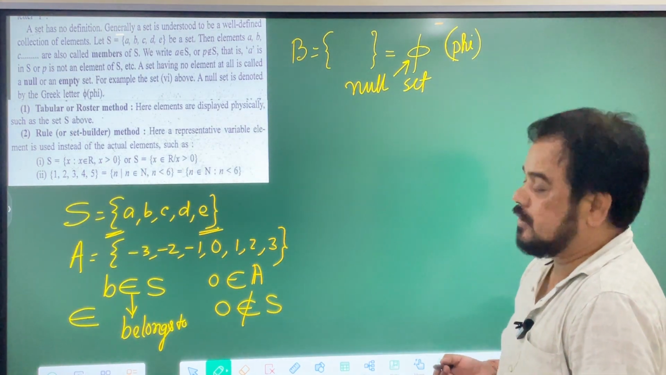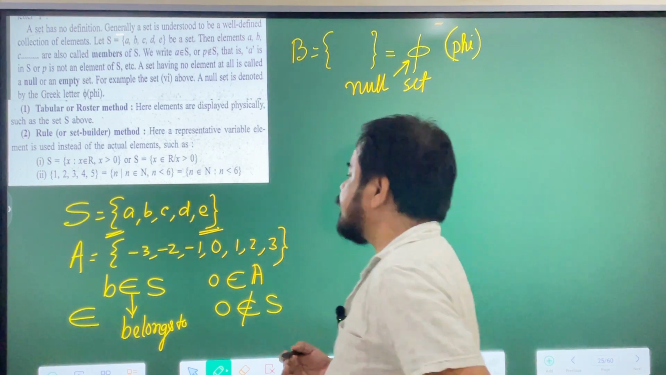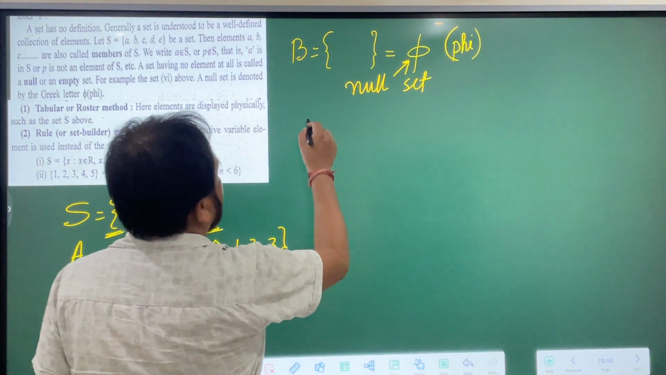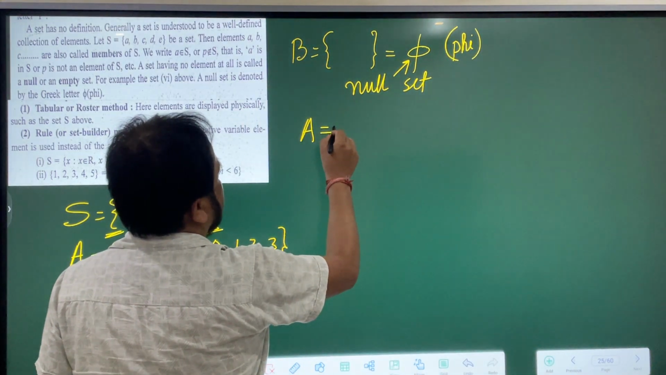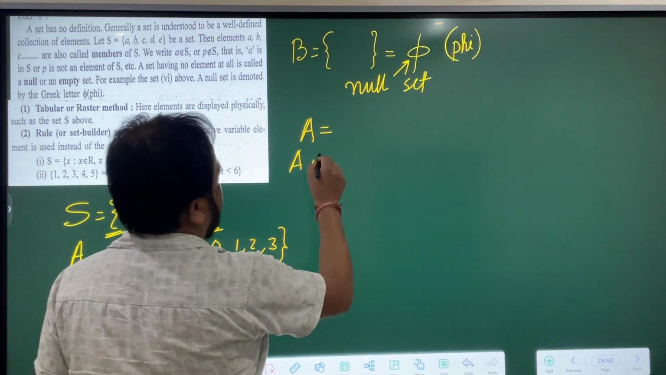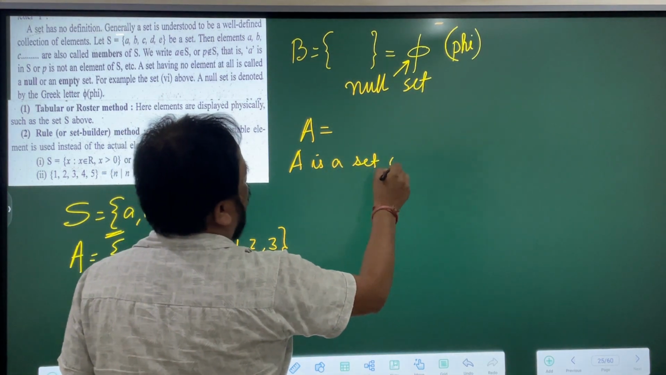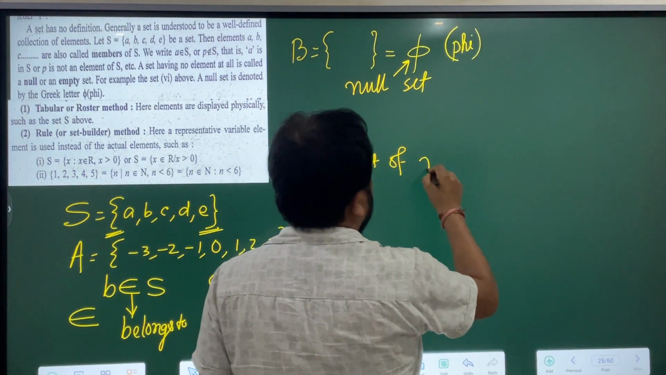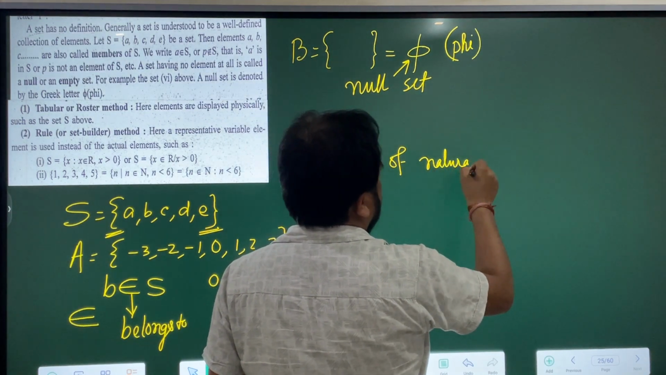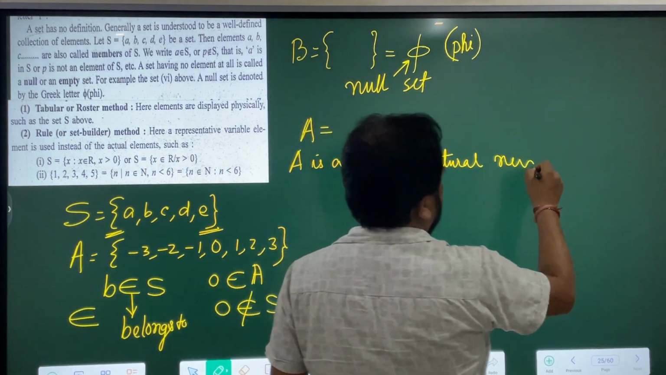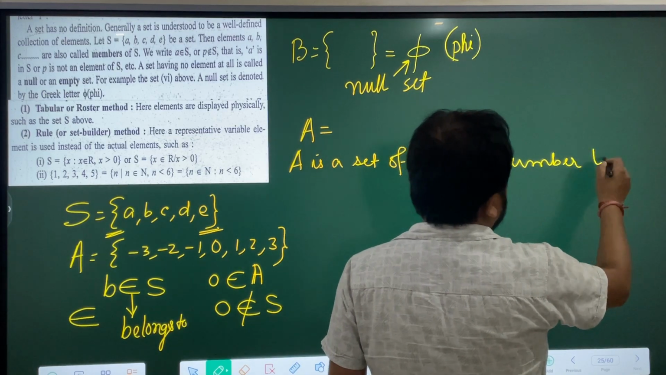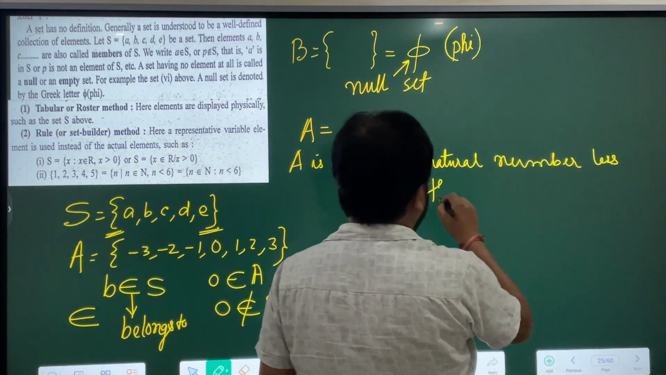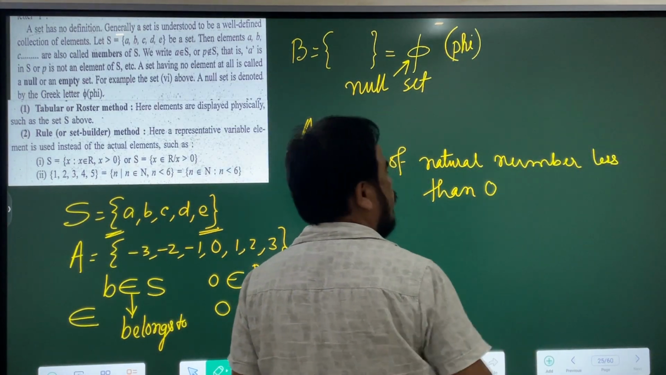When do we get a null set? For example, A is a set. Suppose A is a set of natural numbers less than 0.